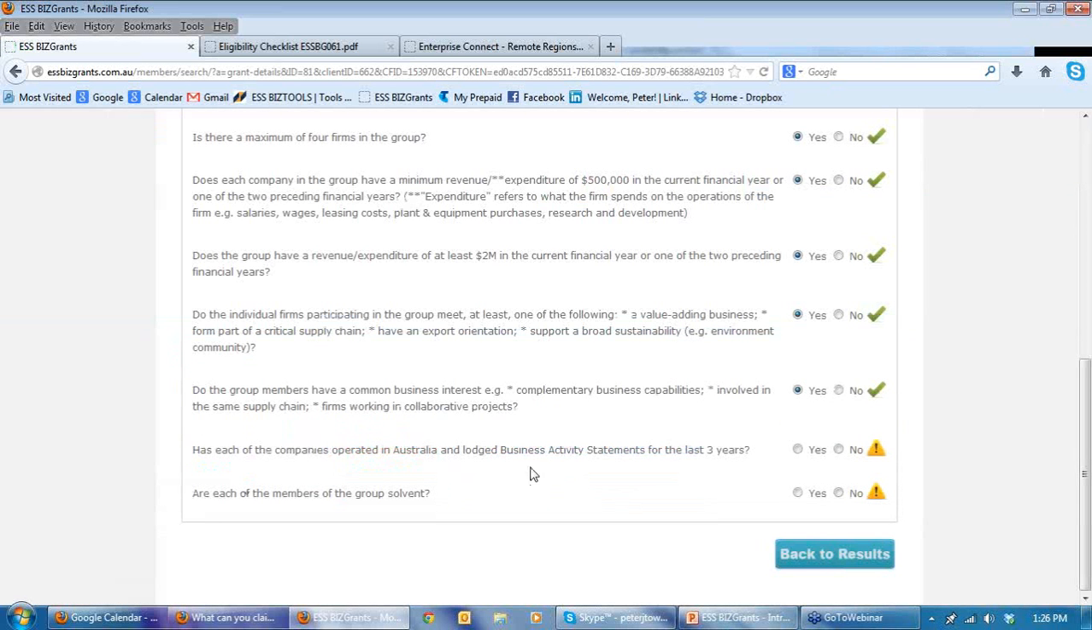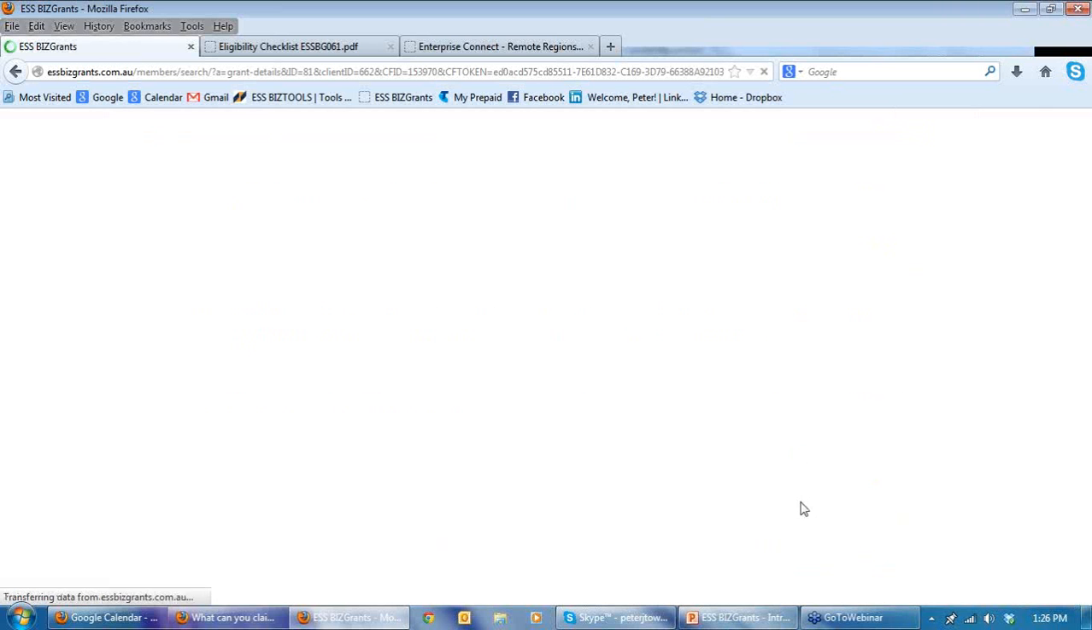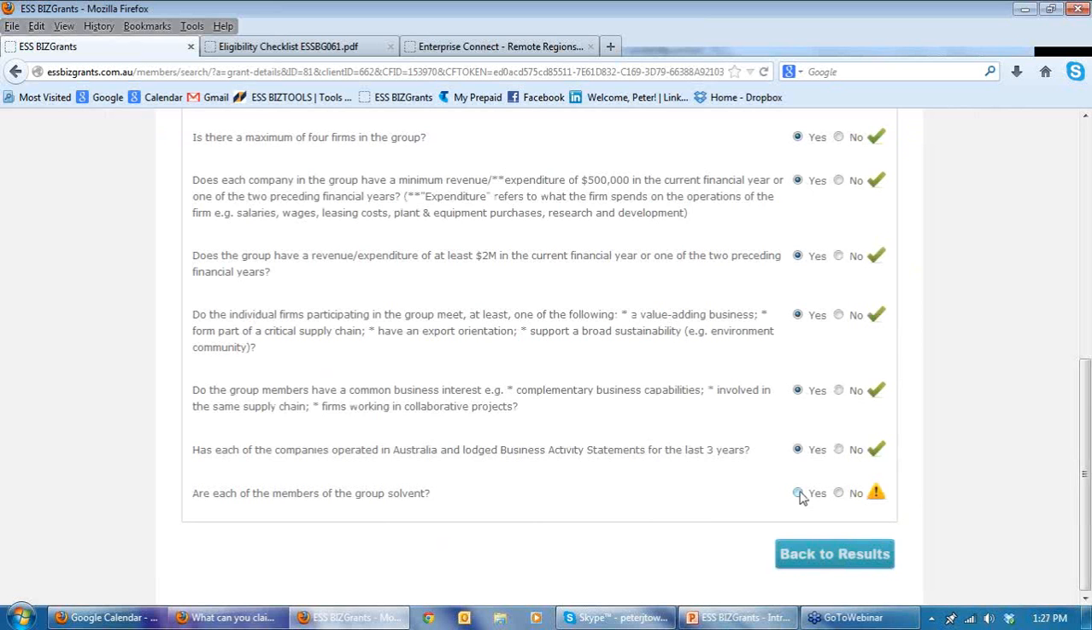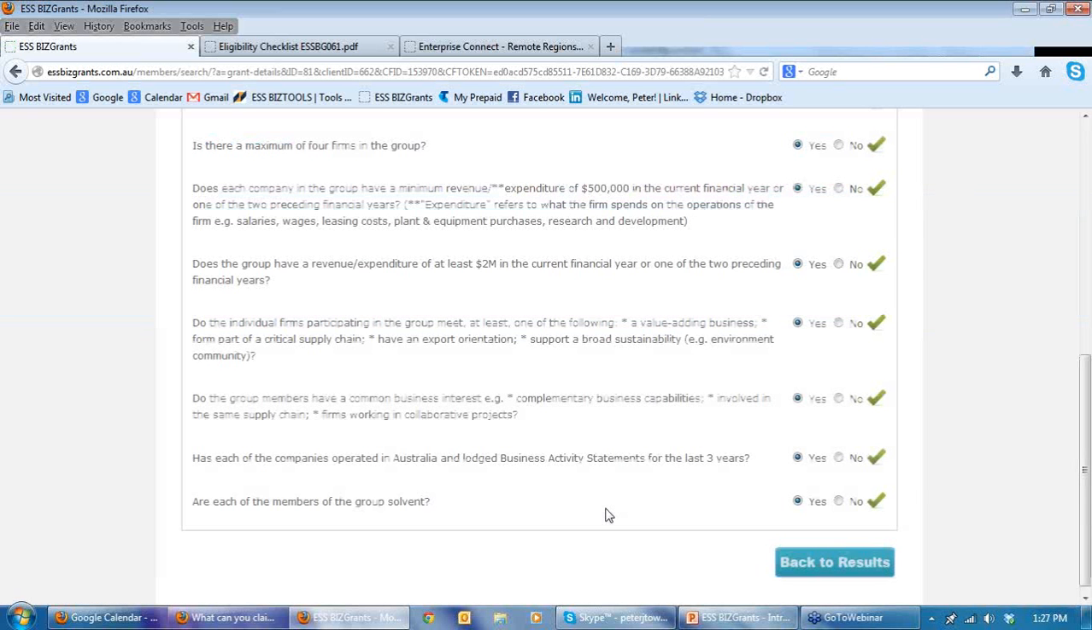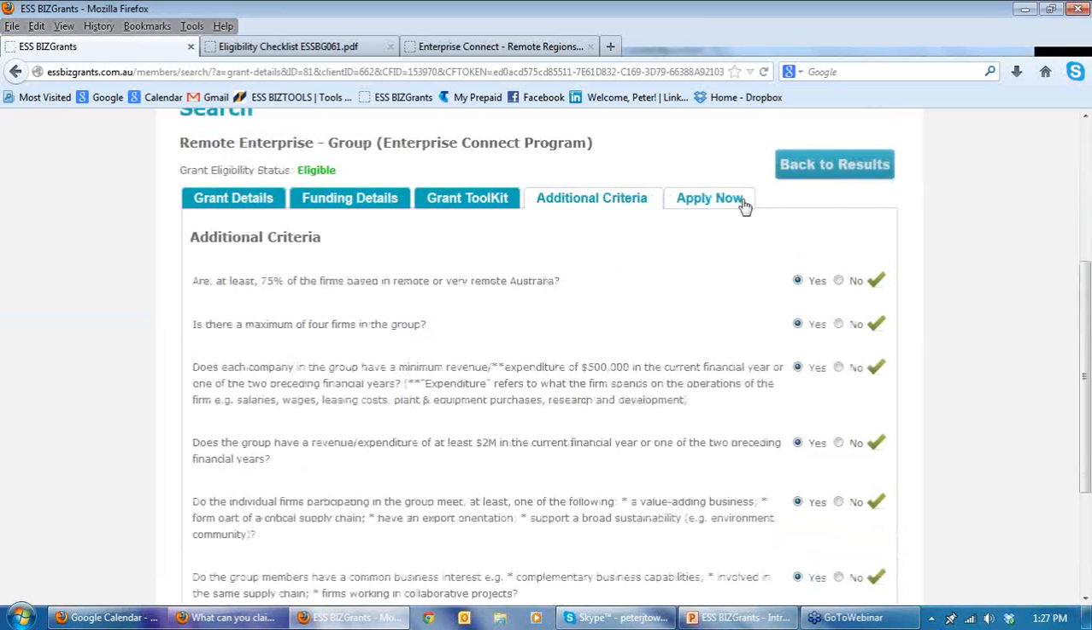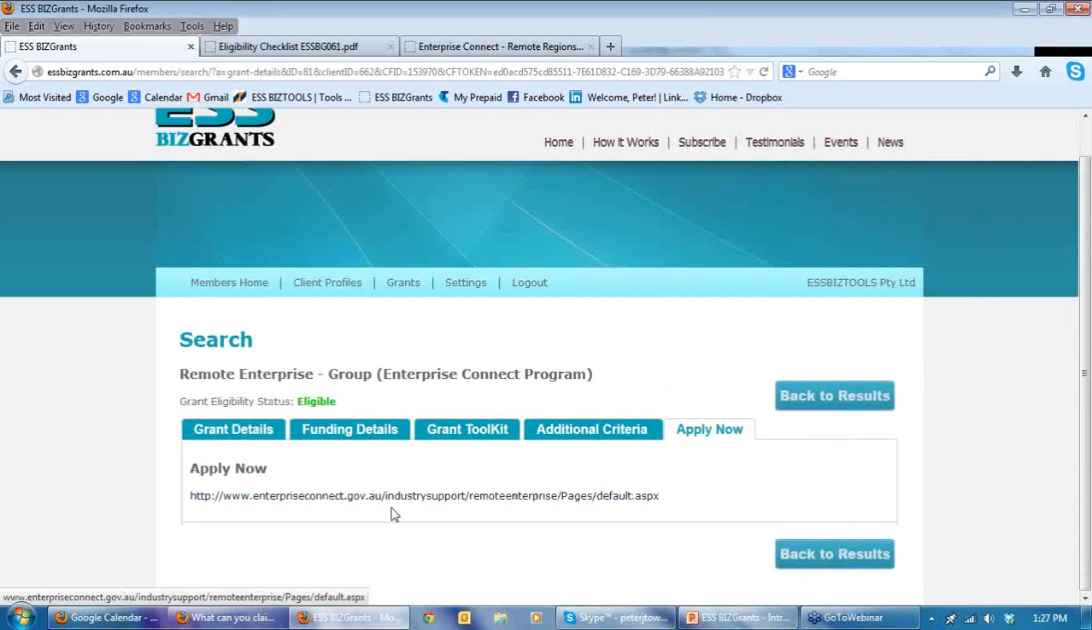Have each of the companies operated in Australia for the last 3 years? Are each members of the group solvent? And we'll say yes. Now what that's saying is we are eligible to apply. You notice that we now have this additional box that's appeared saying apply now. So if you wanted to, you could click on here, and if you clicked on this URL, it would take you to the Enterprise Connect website, so you could view the application form.